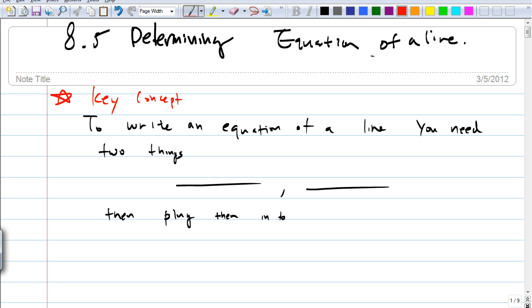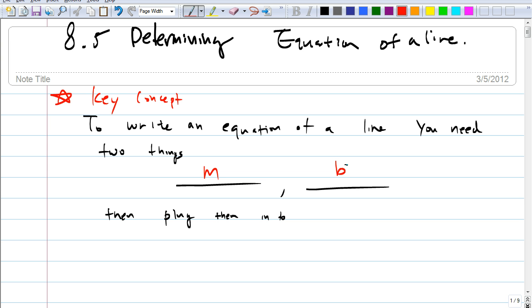How many put that the same way? Slope and the y-intercept. We basically need m and b. Why? Because once you know the m and b, we're done. We could write the equation of the line. How about Annie?